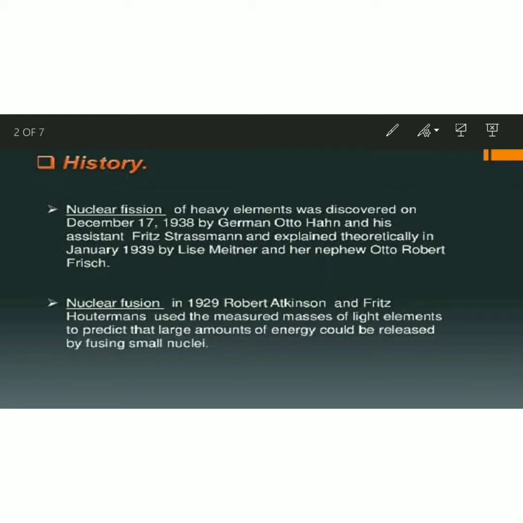Firstly, we're going to go through the history. Nuclear fission of heavy elements was discovered on December 17, 1938 by the German Otto Hahn and his assistant, Fritz Strassmann, and explained theoretically in January 1939 by Lise Meitner and her nephew Otto Robert Frisch. For nuclear fusion, in 1929, Robert Atkinson and Fritz Houtermans used the measured mass of light elements to predict that a large amount of energy could be released by fusing small nuclei.